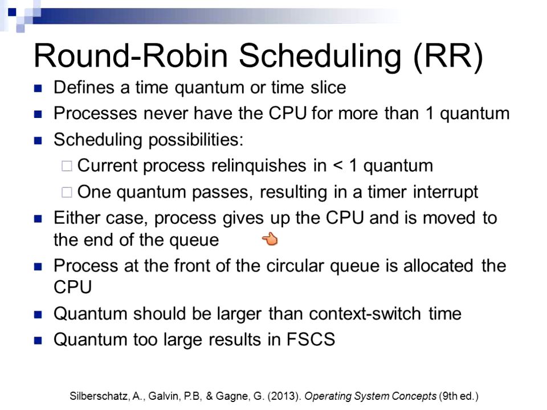In either case, the process gives up the CPU and is moved to the end of the queue, and then the process at the front of the queue is allocated the CPU. So here we're just going through the queue, allocating the CPU to a process one at a time. If the process either gives up the CPU or uses up its whole time slice, it just gets moved to the end of the line and the next process runs.